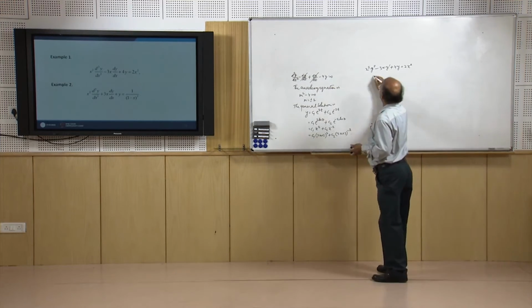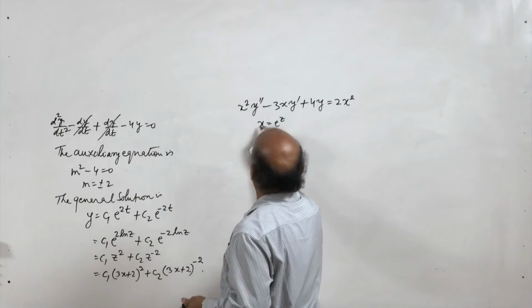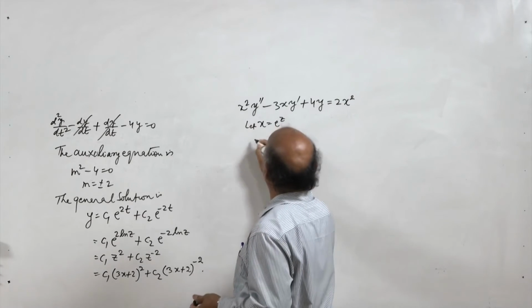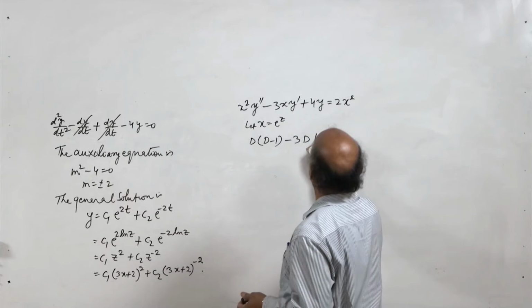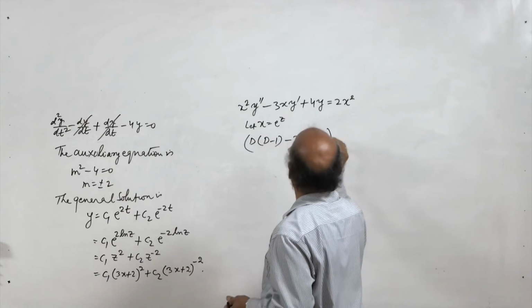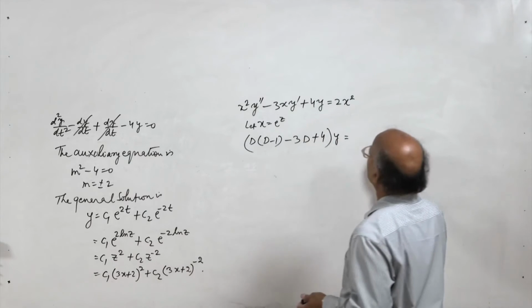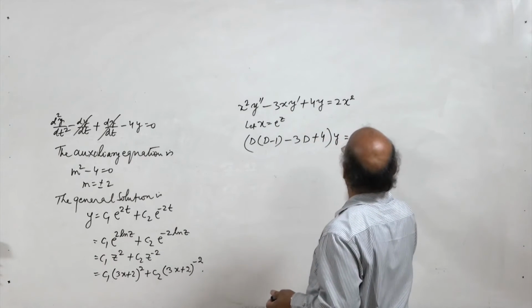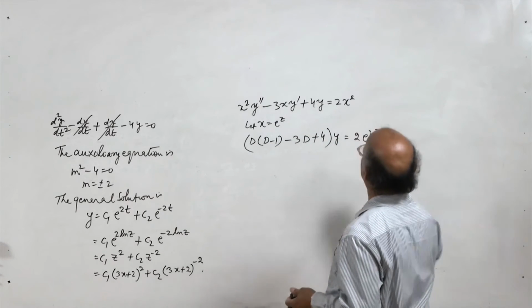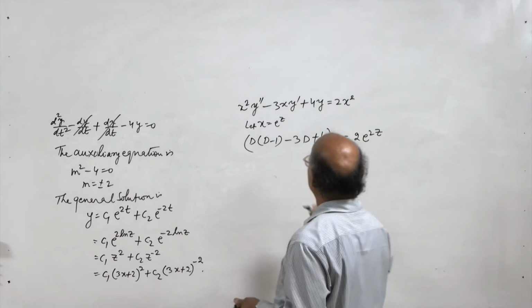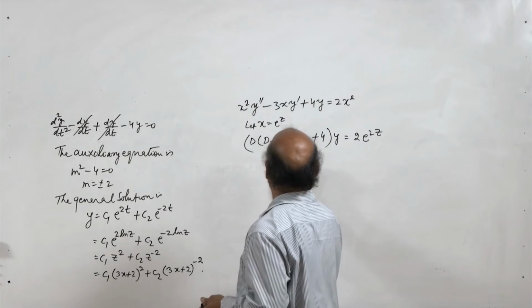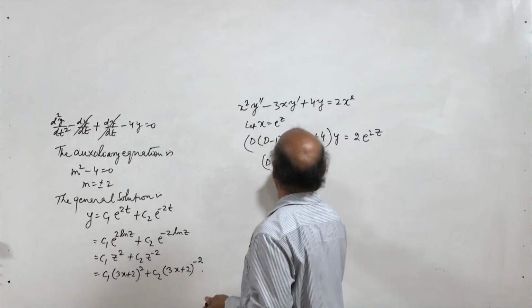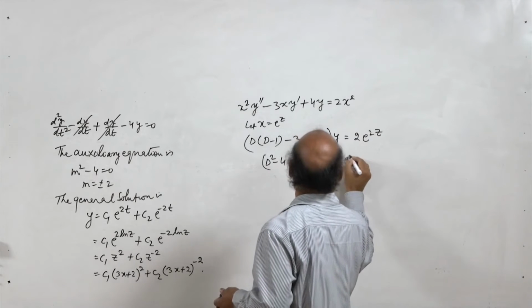So, let us put x equal to e to the power z. Then we will have D into D minus 1 y minus 3 Dy plus 4y. Okay. So, x is equal to e to the power z, so we get 2 times e to the power 2z. Let us change the right hand side also to z. So, we have D square minus 4D plus 4 y equal to 2 e to the power 2z.